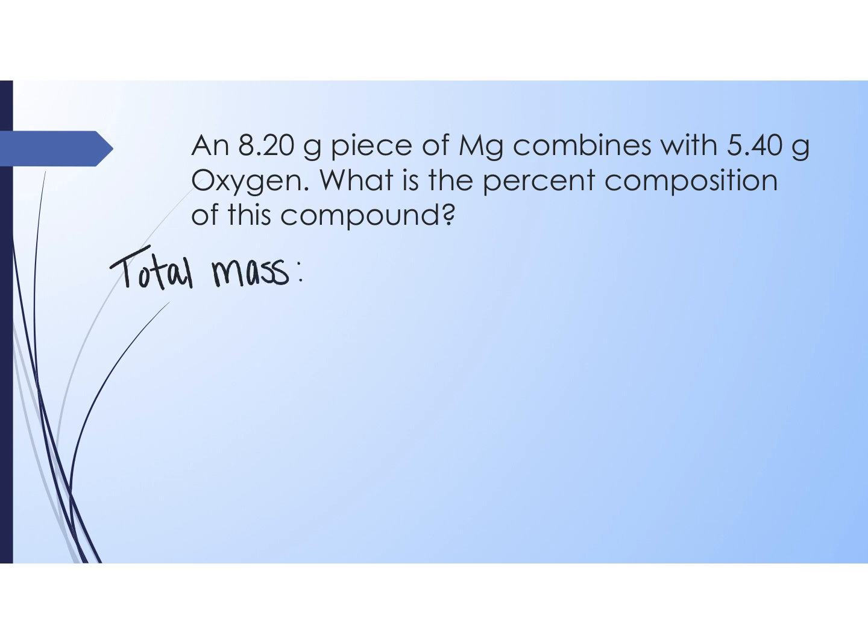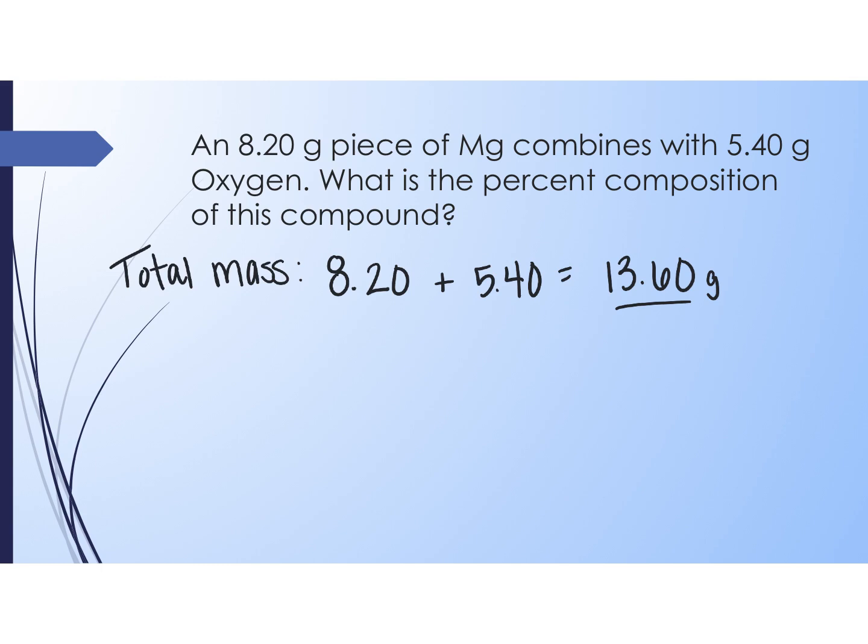Okay. Are you given some numbers in the word problem where we could find the total mass? Okay. So how can we get the total mass? What two numbers can we add together? 8.20 plus that 5.40. So what's the sum of those two numbers? Good. All right, so our sum is 13.60 grams.